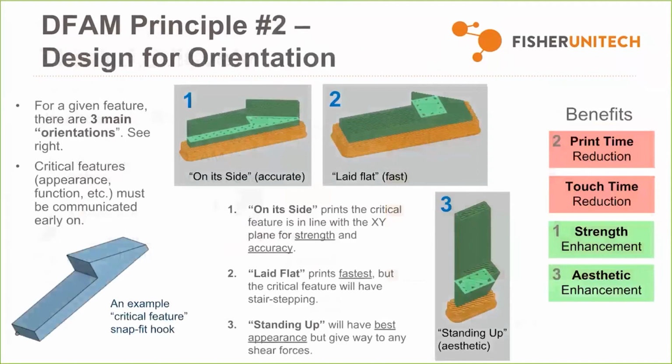Principle number two, design for orientation. So as you can see, we have a tab feature, and we have it printed in 3 different orientations. As you can see here, 1, 2, and 3. So orientation number 1 is printed on its side. That'll give it great strength and good accuracy. If you print in a variation like number 2, that would yield the fastest print, but it will lead to some critical features having stair stepping, so they won't look good. And number 3, standing up, will give it the best appearance, but it'll be the weakest part.